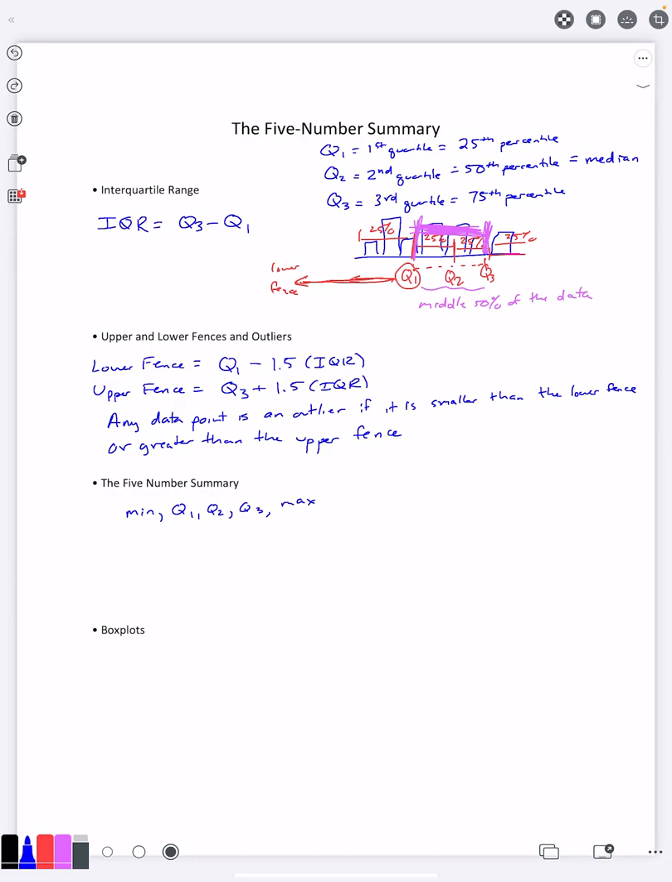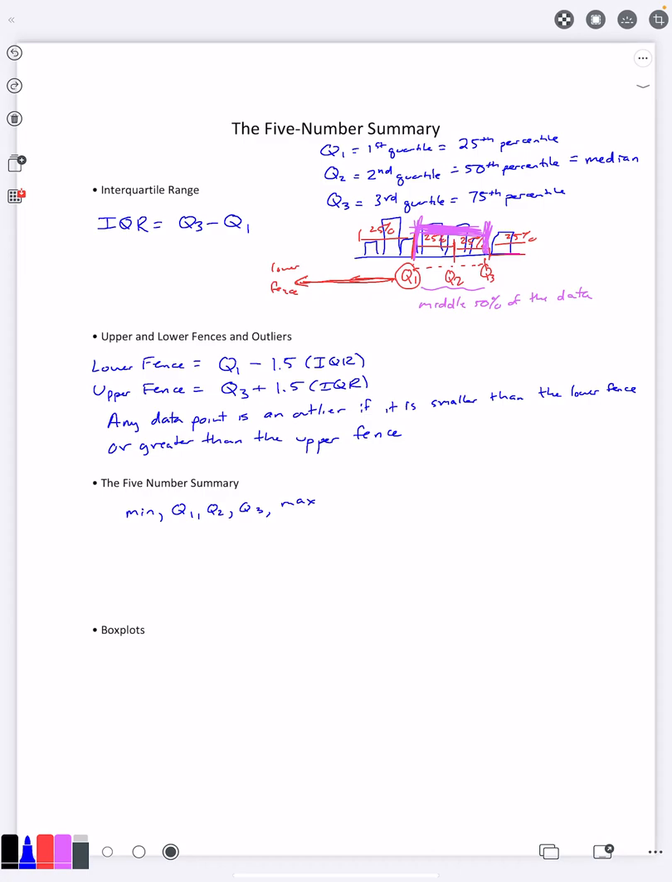So literally you're giving these 5 numbers. You look at all the data set, whatever the smallest value is, that's your min, you give me that number. You look at your whole data set, you calculate your quartiles, you give me Q1, Q2, Q3. Then you look at your whole data set, you look at the biggest value, that's your max, you give me that. These are our 5 numbers. And that is it. That is the 5-number summary.